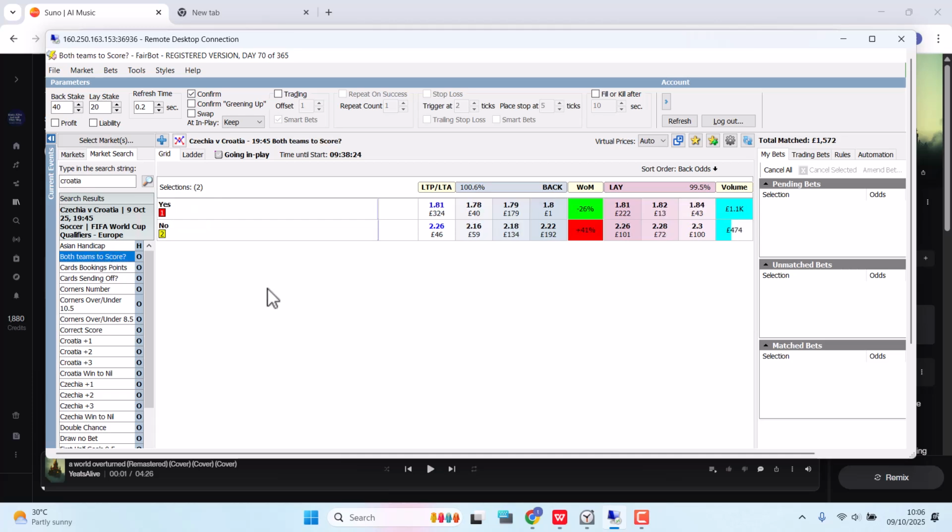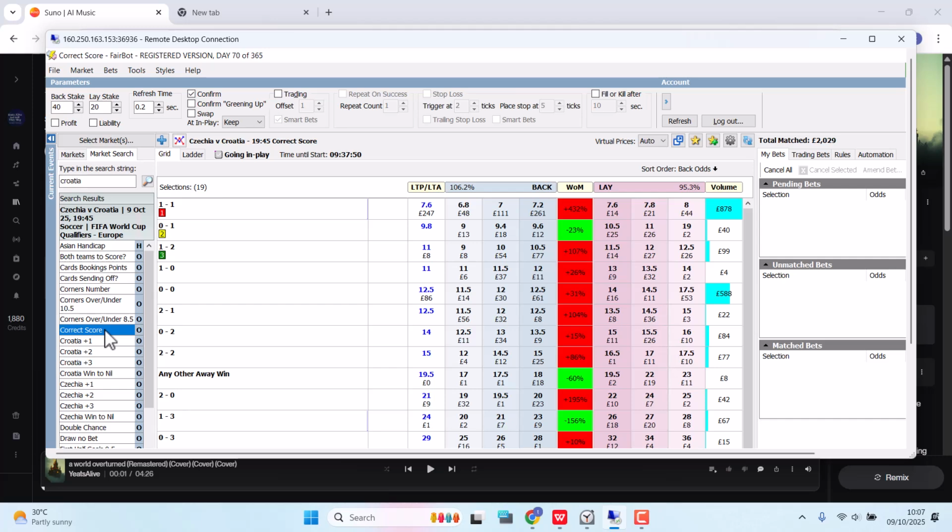Both teams to score, yes, involves both teams. No, doesn't necessarily involve both teams, does it? It just involves one team not scoring. So I think both teams to score, yes, would just be on the cusp of being a neutral market, wouldn't it? Because I suppose both teams to score, yes, if either team scores, you can have a trading profit. So yes, both teams to score, yes, neutral.